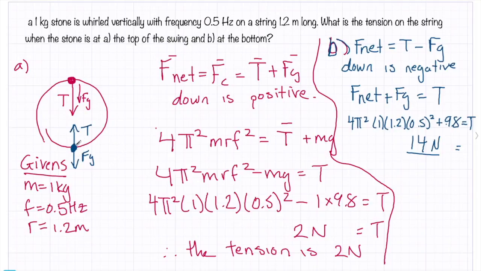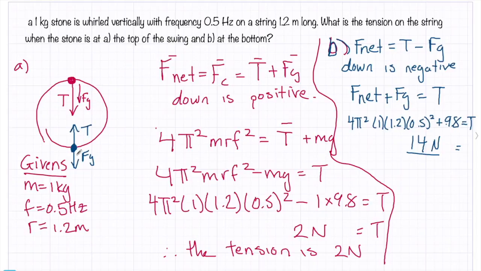So it makes sense that the tension force increases as the stone goes down, because it has to pull up the stone against gravity. Whereas at the top the tension decreases because its goal is to get the stone down and around, but gravity can do most of that work. So the tension becomes kind of slack.